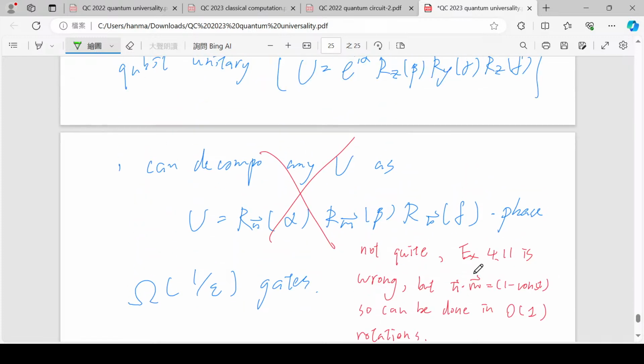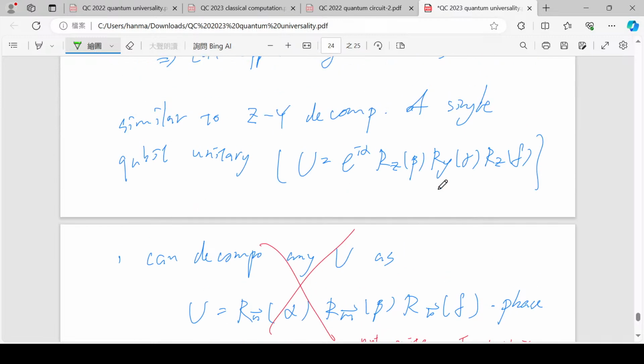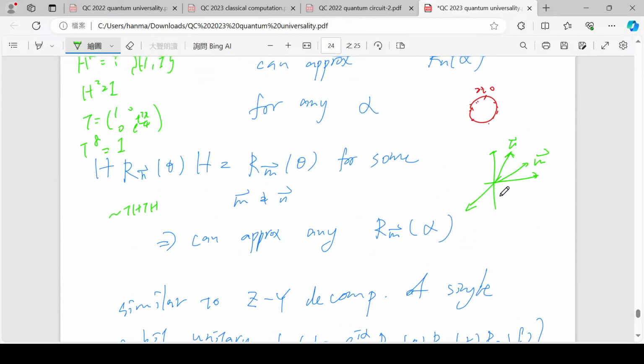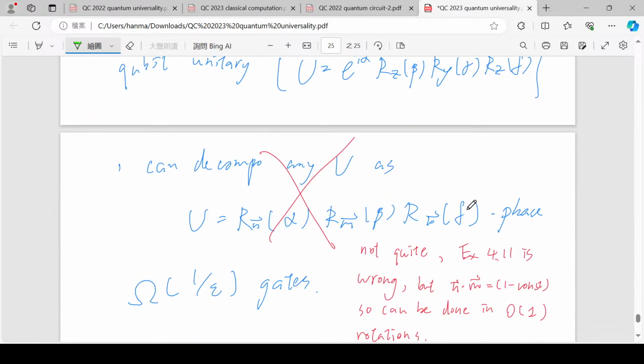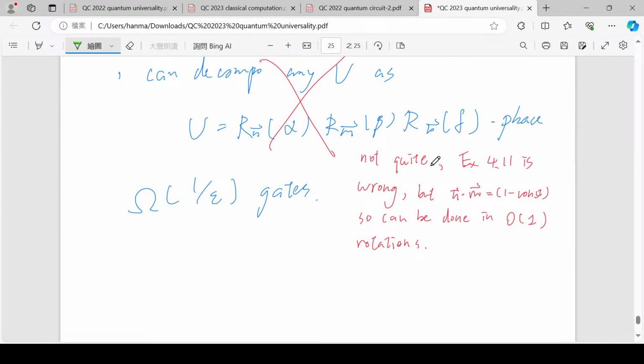That's actually wrong. It's possible to do it with only 3 for y and z because y and z are orthogonal to each other, and n and m are not orthogonal. They have some angle between them. When you think about it, the smaller the angle between those axes, the longer the sequence you need to do an arbitrary rotation on the sphere. So the book has a claim that you can use 3 rotations to do this, but that's not quite true.